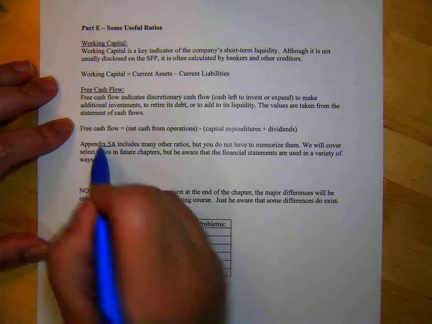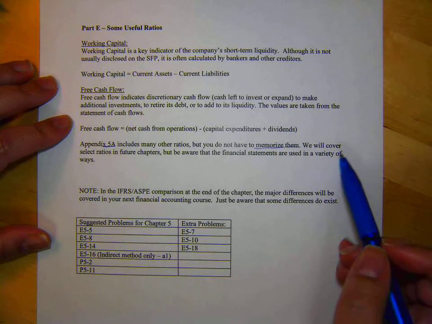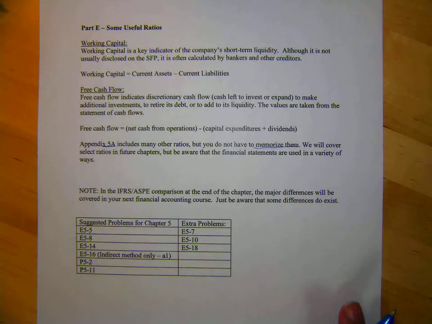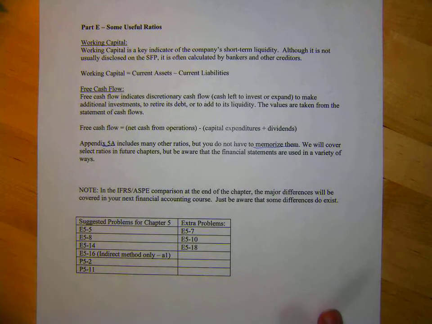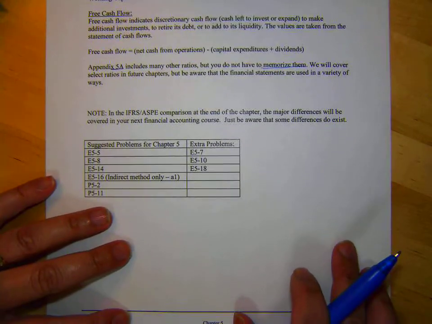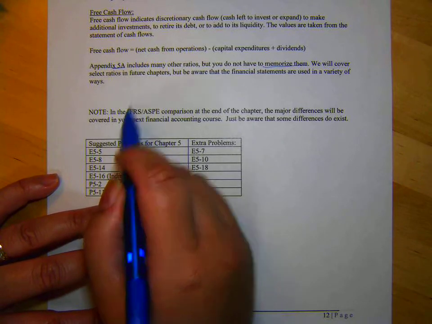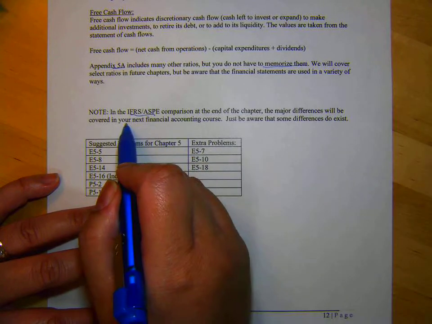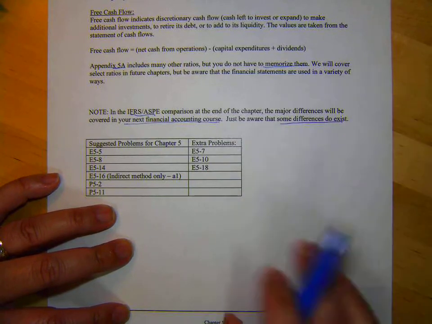Now, Appendix 5A includes many other ratios. You don't have to memorize them, and of course you do have open book this year. We will cover select ratios in future chapters, but be aware financial statements are used in a variety of ways. So not too much emphasis on this, but you can go through and look at it. Now, at the end of this chapter, there's an IFRS and ASPE comparison. The major differences are going to be covered in our next financial accounting course. For now, just be aware that some differences do exist.